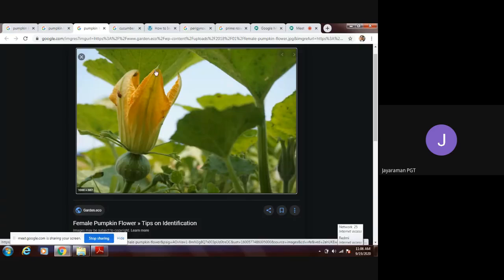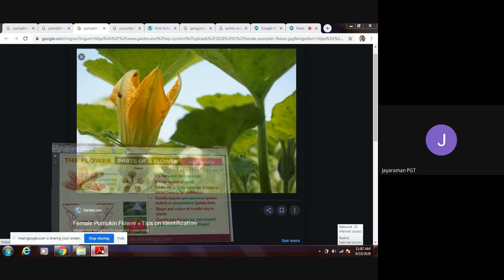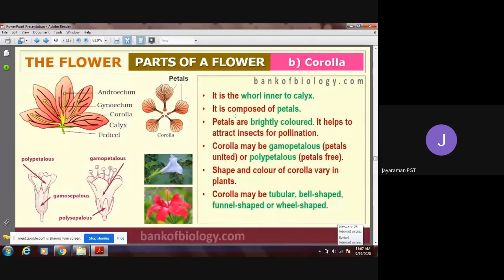By looking at the tip, you can count 1, 2, 3, 4, 5. 5 will be there. Here you see these are the calyx, and this is the petals. This all arises above the gynoecium. It's called the epigynous flower. So this is about the calyx and corolla. What is corolla? It is arranged inner to the calyx. It is made up of petals. It is brightly colored for pollination. If it is free, polypetalous. If it is fused, gamopetalous.